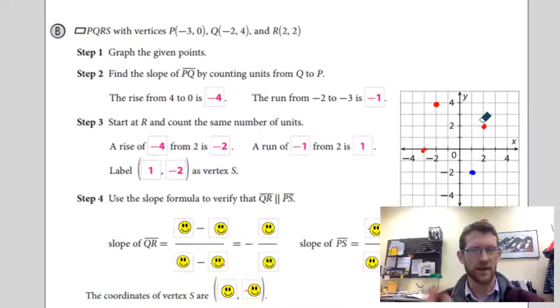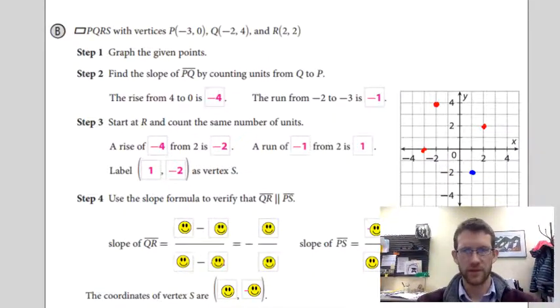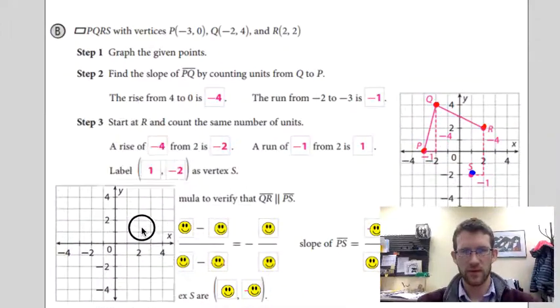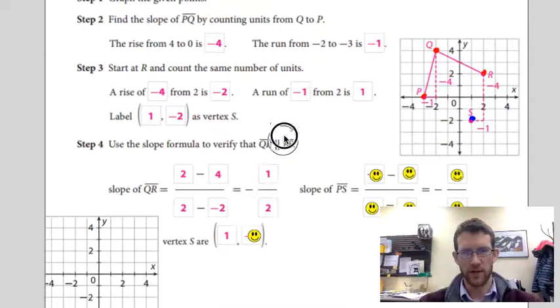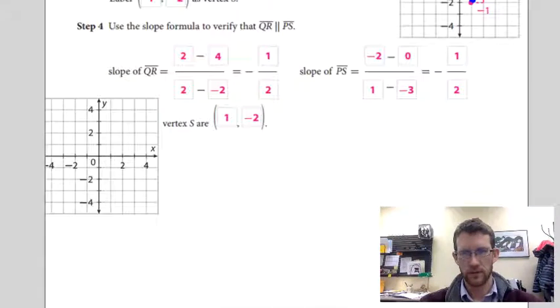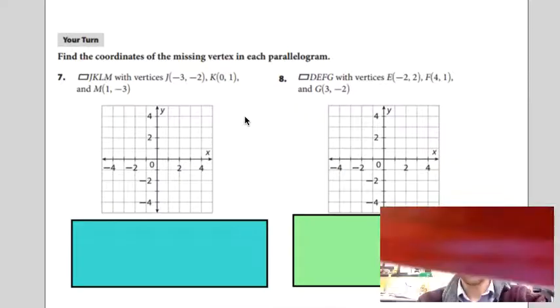Again, we're just using the counting method, but this could be done algebraically without a graph. So just keep that in mind that it is possible. Yeah, okay. I'm just erasing these for your benefit if you want to copy them down. All right, see if you can do 7 and 8 real quick, and we'll check your work. Pause.